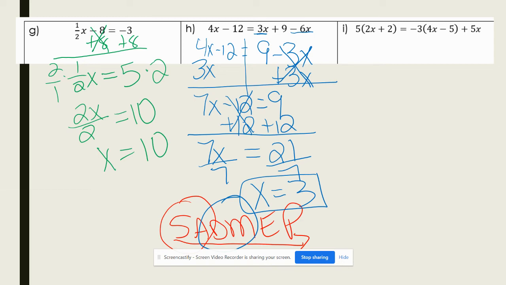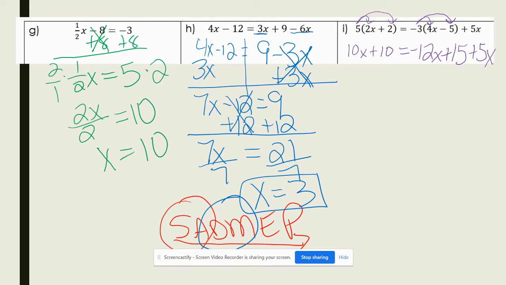Letter I. This time we do have parentheses, so our very first step is to distribute. We're going to distribute here. 5 times 2x is 10x. 5 times 2 is 10. Distribute your negative 3. Negative 3 times 4 is negative 12x. Negative 3, that's also a negative 5 there, a minus 5 and a negative 5. So a negative times a negative is a positive 15. And then we drop down that plus 5x.